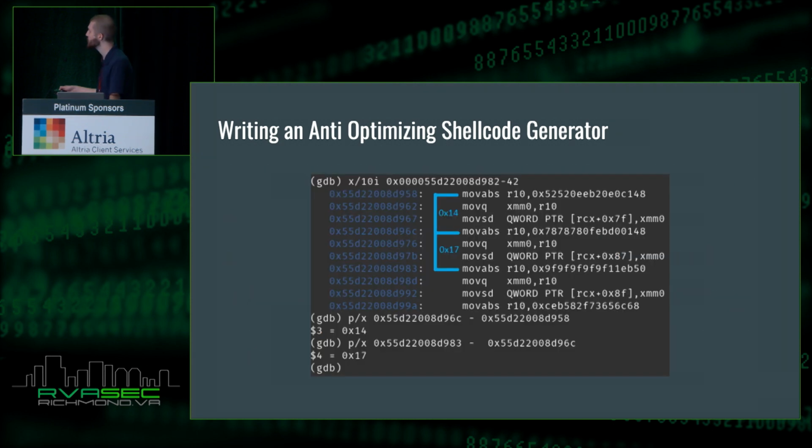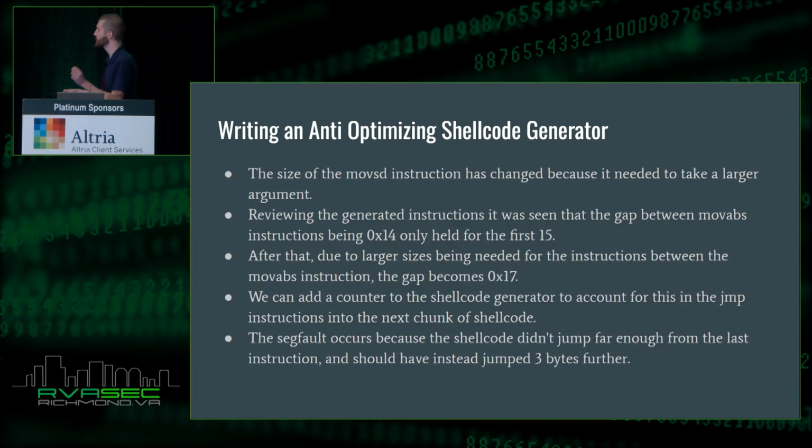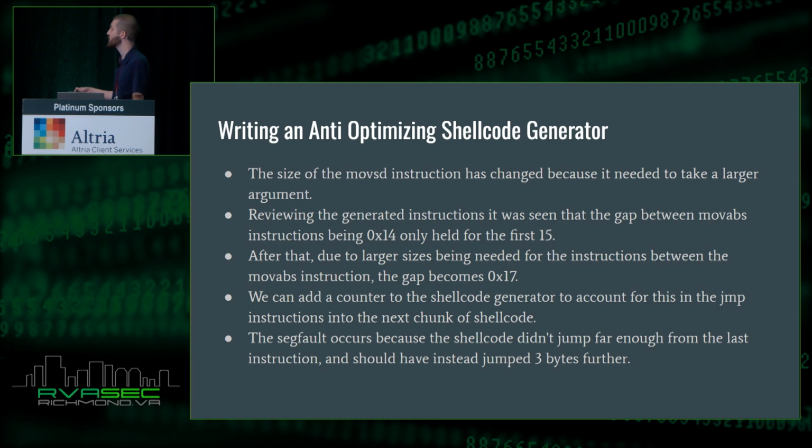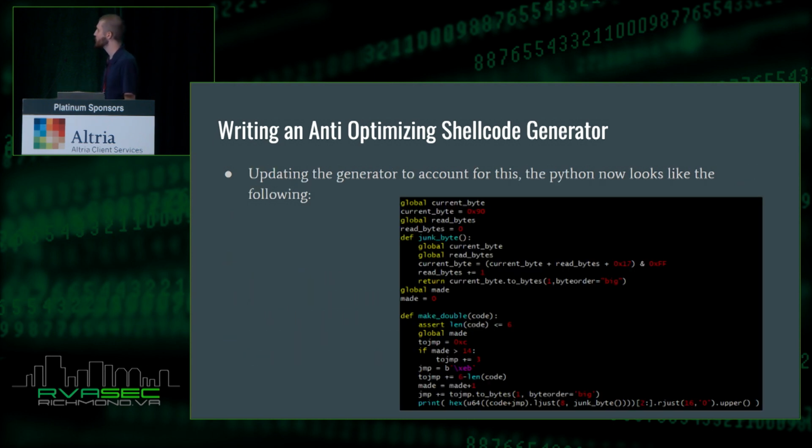So doing some math on this, we can work out that this begins occurring after the size of 0x14, so the gap between these two is consistent for the first 15 movabs instructions that have those immediate values that contain our shellcode. But after 15 of these, the jump size changes to 0x17. So we can account for this in our shellcode generator, where instead of always using a fixed value and assuming that it's always 0x14, if we've made over 14 instructions, then we actually add another 3 bytes to that jump instruction.